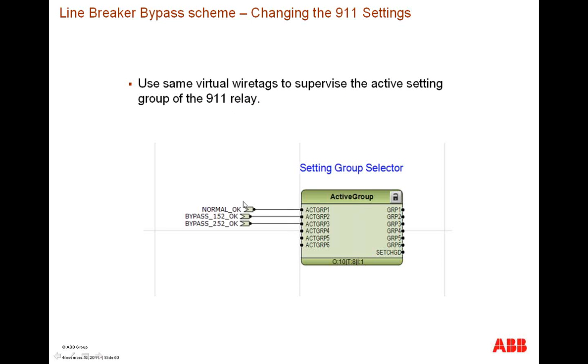Once we define that we are actually in the normal condition, or if 152 is bypassed and it's okay, or 252 is bypassed and okay, we can virtually select what setting group is active. We do this by utilizing the active setting group function block. When this active setting group is picked up, for instance, if we're in the normal condition and it's okay, we will utilize settings in the relay associated with setting group 1. Similarly, if we're in the bypass condition of 152, we will utilize the conditions and settings of setting group 2. And if 252 is bypassed, we will utilize the settings associated with setting group 3.